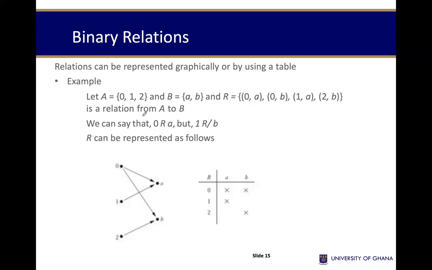Why is 1 not related to B in the set? That's what I'm saying, it's an example. If it was a Cartesian product, then you would have all the possible pair combinations. But this is an example, so let's take that rule. In here we can say that 0 is related to A, but 1 is not related to B.